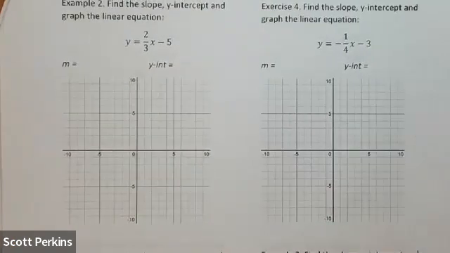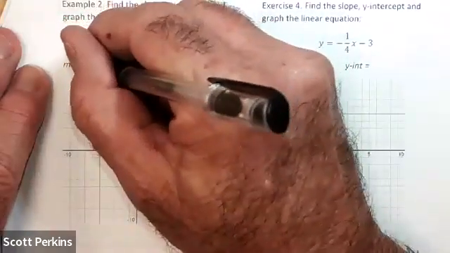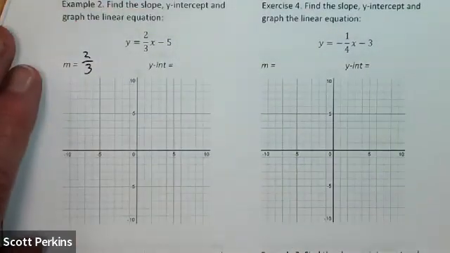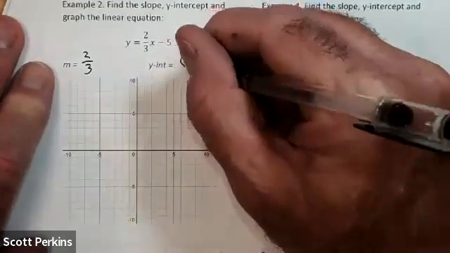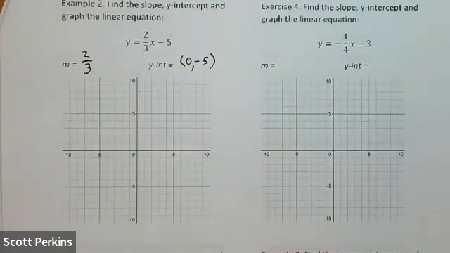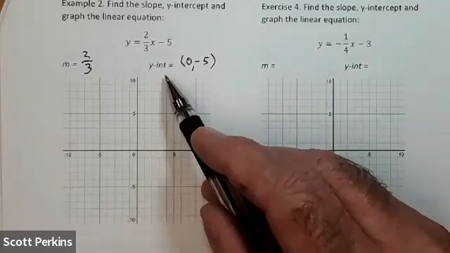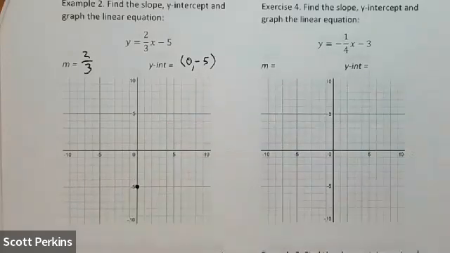What's the slope? 2/3. The slope is always the number in front of the x. So 2/3. What's the y-intercept of this line? -5. I'm going to write that as a point because it's a point. 0, -5. All right, now let's graph. So what I'm going to do is plot this point as 0, -5. So I'm going to go down 5. I'm going to make a nice dot right there.